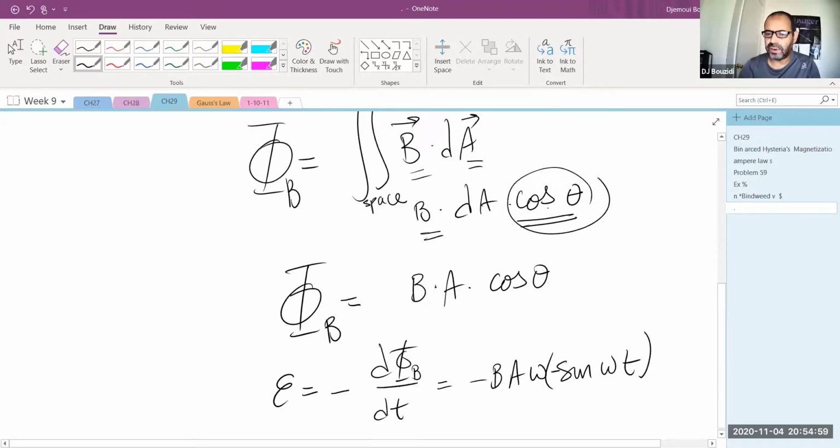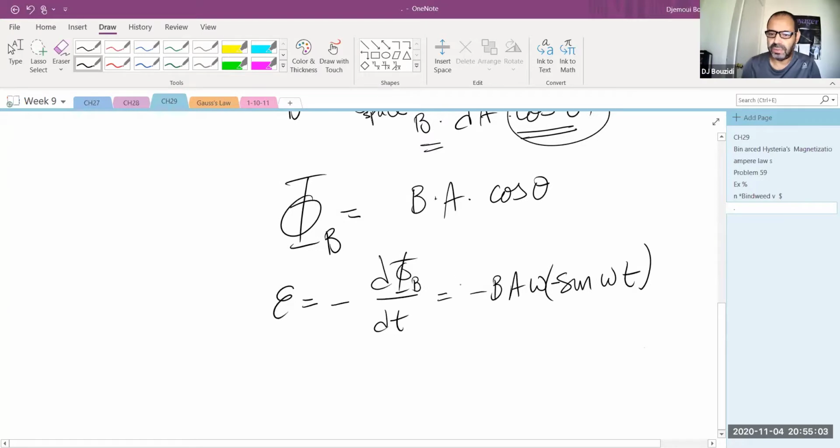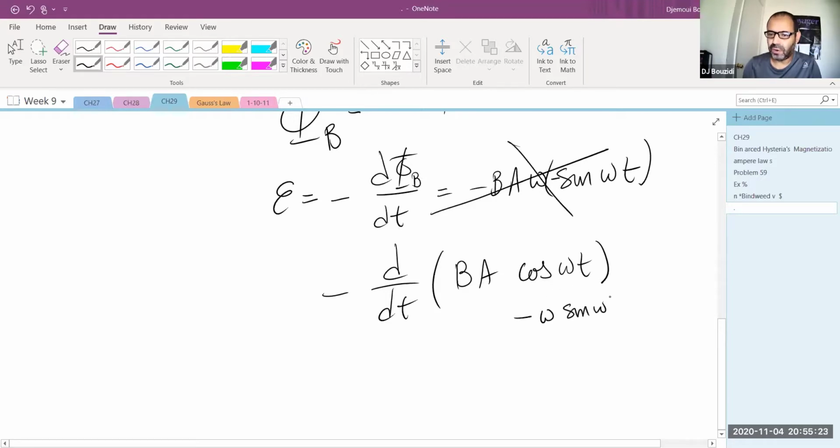So in other words, the derivative, this is basically what I was taking derivatives with. Let me take it step by step, because sometimes making too many steps can bring confusion. So this is what I'm taking the derivative of with respect to time: B times A times cosine of omega t. Obviously, the derivative of cosine omega t is minus omega times sine of omega t. That's with respect to time. And I already have a minus in there.